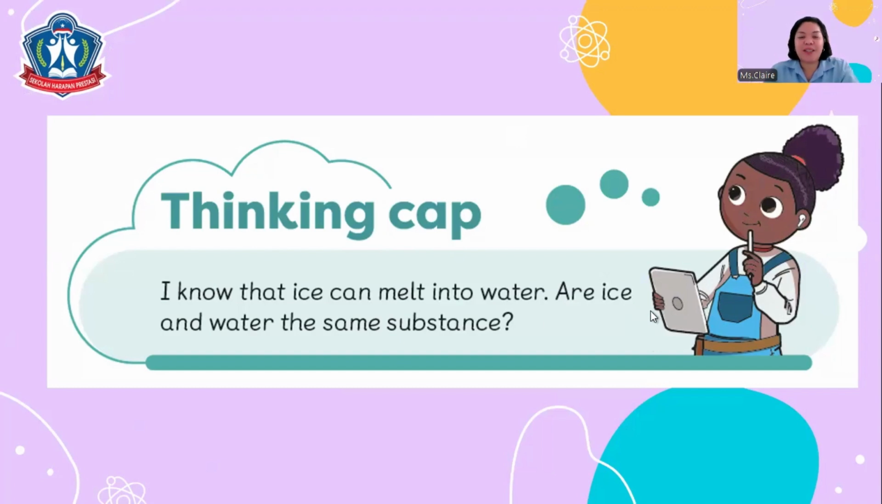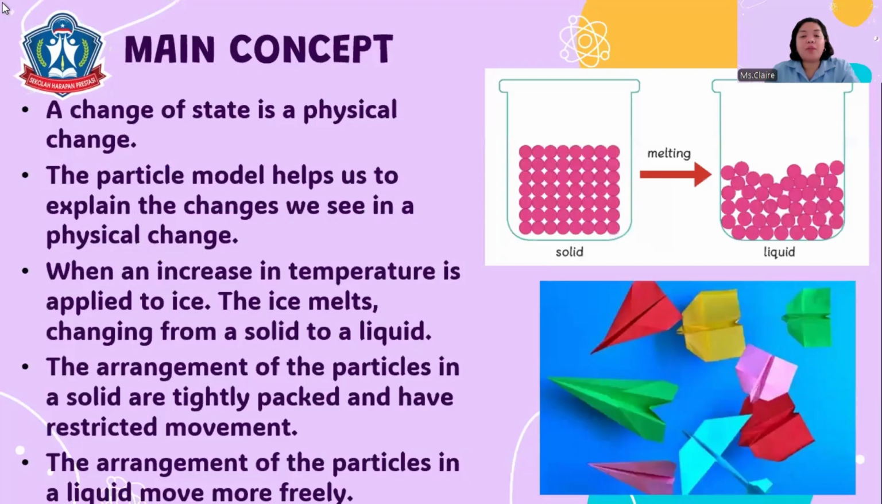What do you think? Now for our main concept, a change of state is a physical change. The particle model helps us to explain the changes we see in a physical change. When an increase in temperature is applied to ice, the ice melts, so from solid it becomes liquid. The particles in a solid are tightly packed and have restricted movement, while the particles in a liquid move more freely.